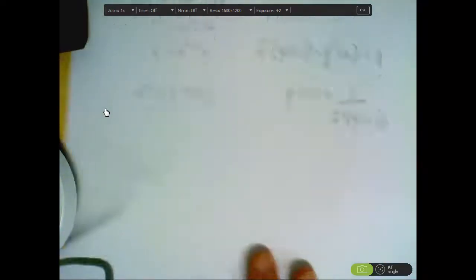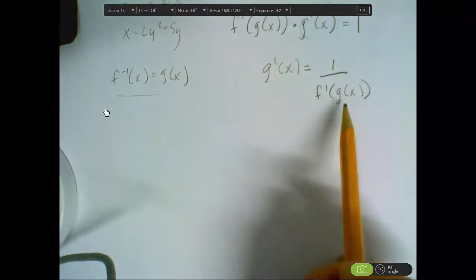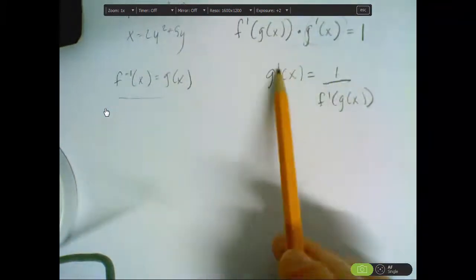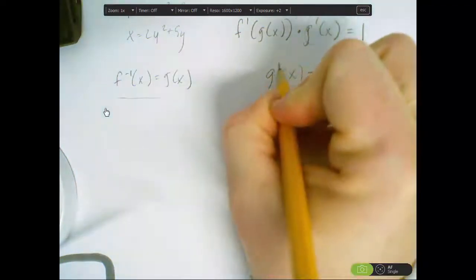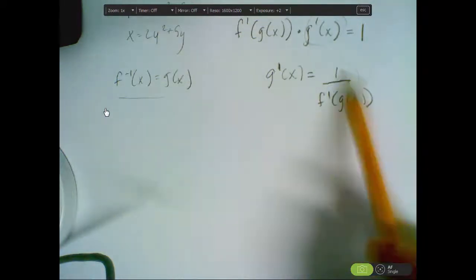You can choose to memorize this, or you can choose to derive it every time you do it. I suggest deriving it so that you don't mess up, because there's lots of these little derivative symbols. Hopefully it makes sense to you where this came from.